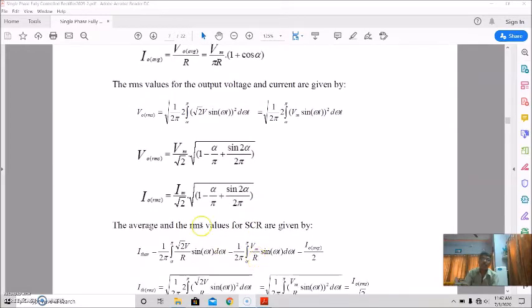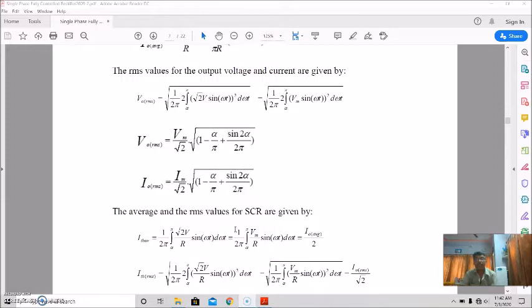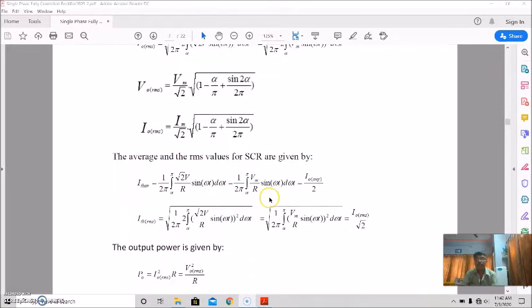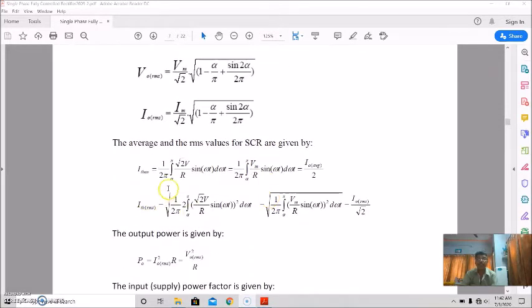If we divide it by R, Vm by R is the Im. So the RMS value of the output current will be Im by root 2 times the square root of 1 minus alpha by pi plus sine 2 alpha by 2 pi. So the average and the RMS values of the output are calculated. If you go to the waveform, writing down the equations will be easier.